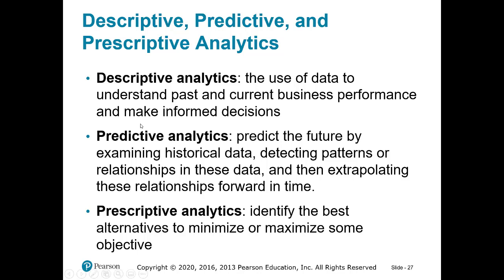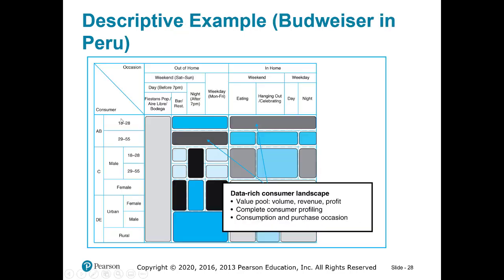But I'll try and give examples for each. So descriptive analytics, where we're utilizing past business data. This is kind of like a segmentation solution. And this is actually Budweiser in Peru. And it's just like a little data dashboard. And all we're doing here is a very simple segmentation. We're splitting usage occasions, like when do people drink Budweiser, and we're also looking at the consumers.